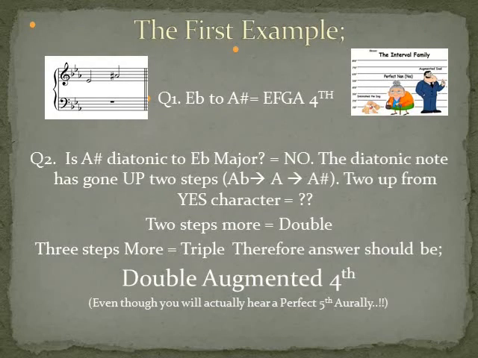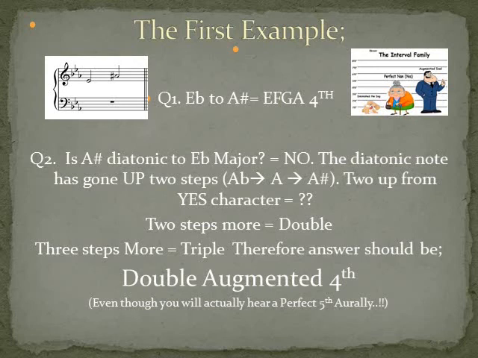Here's the answer. E flat to A sharp, in effect, gives you a fourth. The availability is a diminished, a perfect, augmented. A sharp is not diatonic to E flat. The diatonic note has actually gone up by 2 steps. So from A flat, it's gone to A, and then A has gone to A sharp. That's 2 up from the diatonic note.